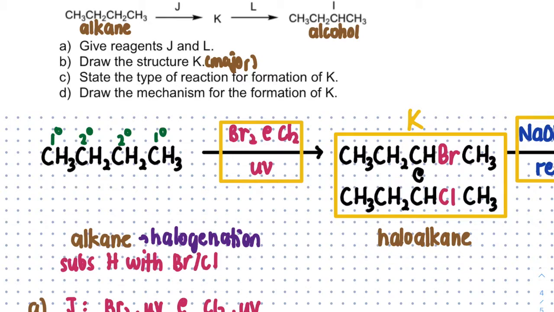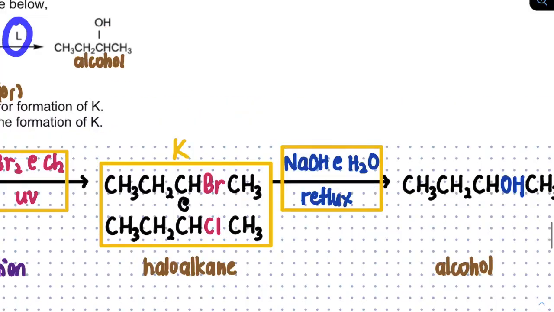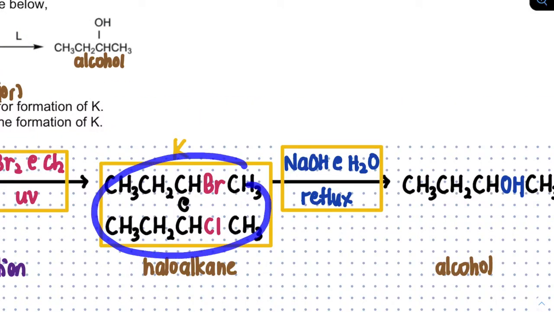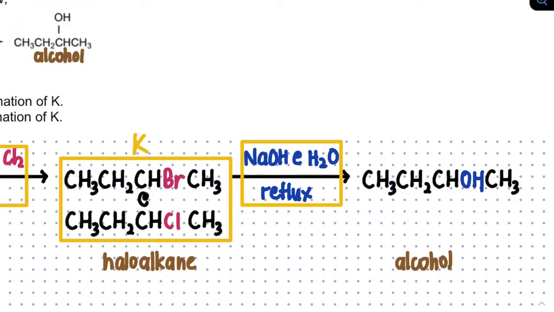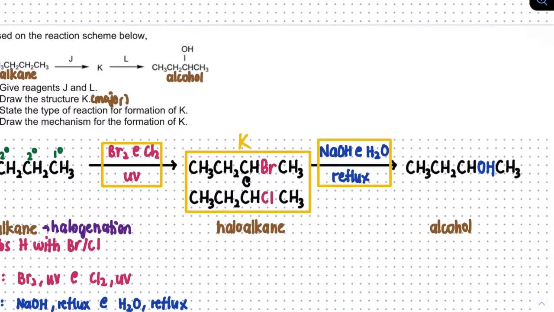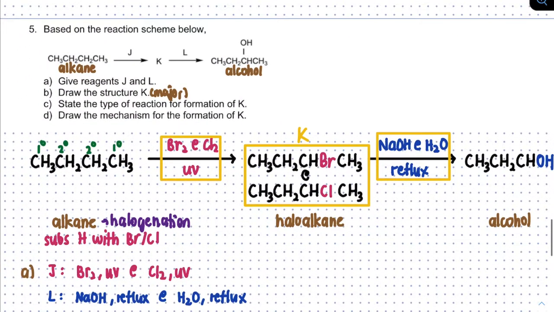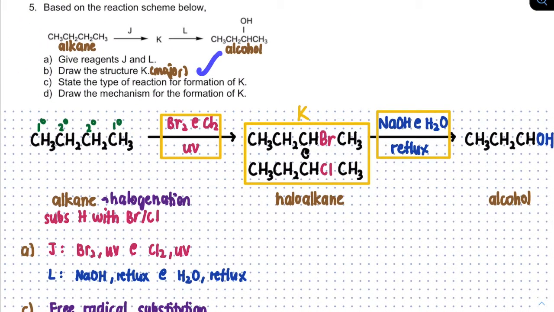Okay, but then the reaction do ask for the reagent L. Okay, so from our haloalkane, macam mana nak form alcohol? Okay, so it's either NaOH ataupun H2O reflux. Okay, so that is the solution itself. Senang sahaja. Okay, next question. This one we have answer it.